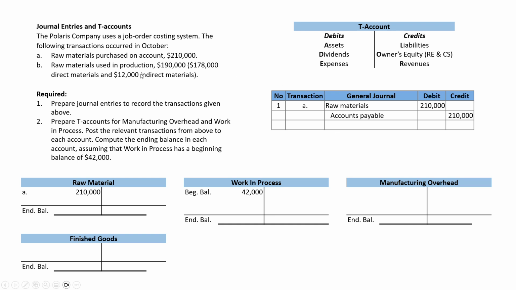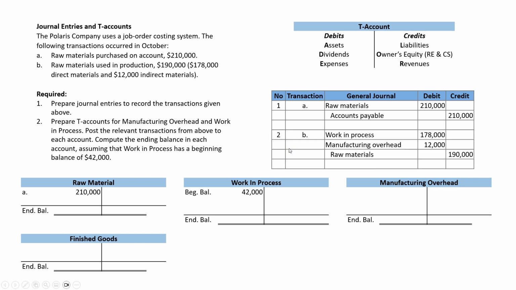We're going to use those raw materials in production. And in fact, we're going to use $190,000 worth of raw materials. But we're going to use it for two different purposes. Part of it's going to be direct materials. Recall, direct materials are something we can easily trace. The other part of it may be things like supplies, which are indirect and aren't easy to trace. So we're going to have to split up this journal entry. And we do credit or remove or decrease $190,000 from our raw materials.